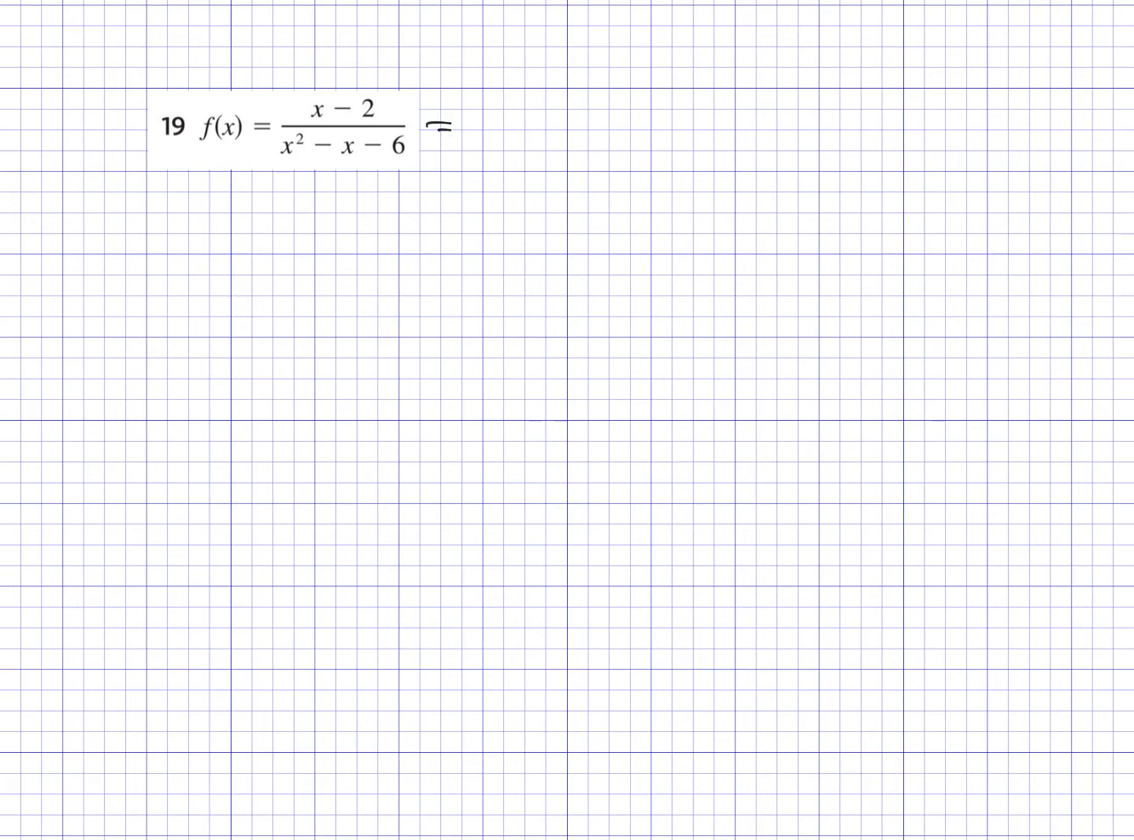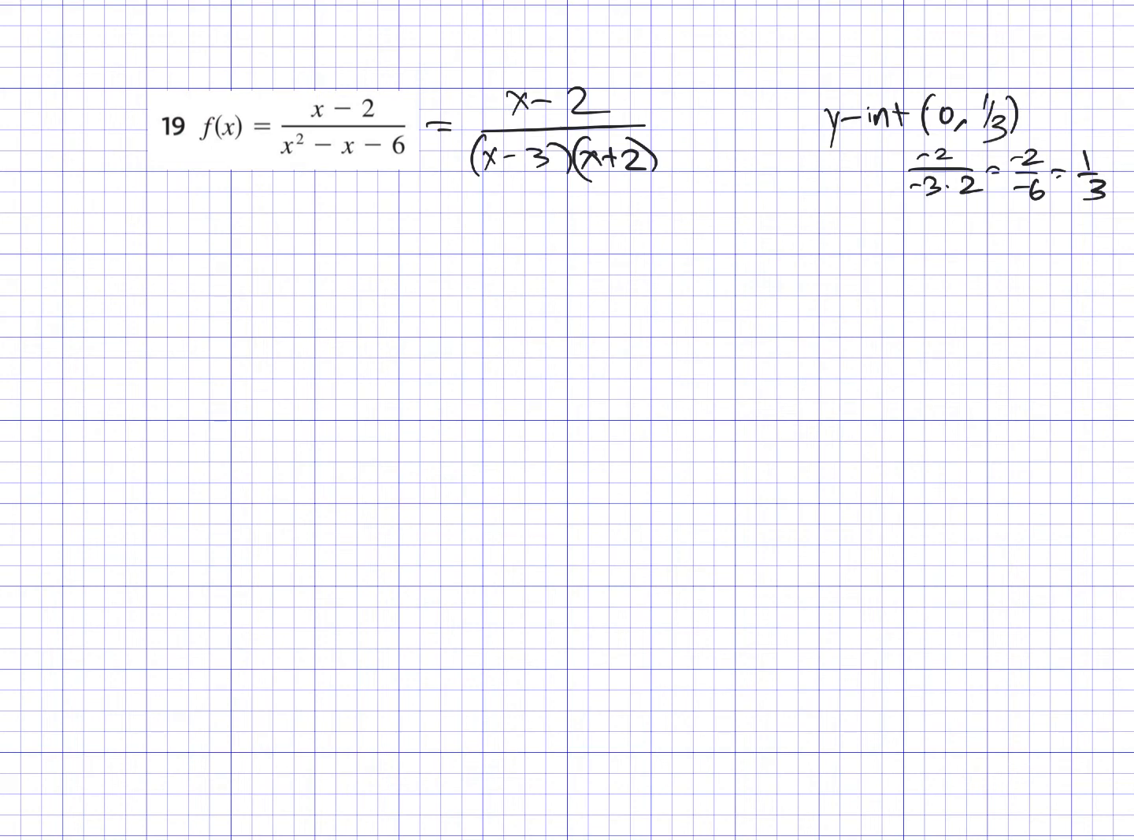All right, so what we should do here is simplify before we begin. That's x minus 3 times x plus 2. Okay, so let's begin. Y-intercept is when x is 0, so plug 0 in for all your x's, and you get a negative 2 on the top, and negative 3 times 2 on the bottom. So positive 1/3 is your y-intercept. Okay, so we're going to draw y equals 1/3 for an intercept.